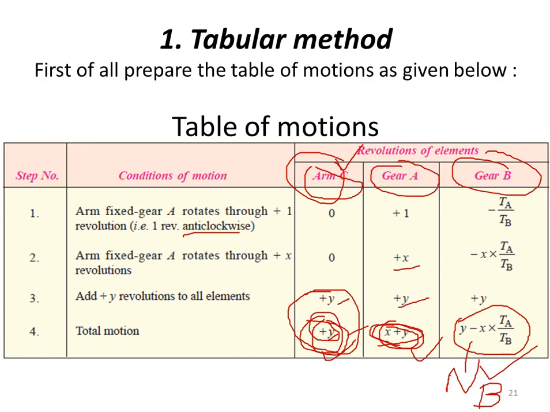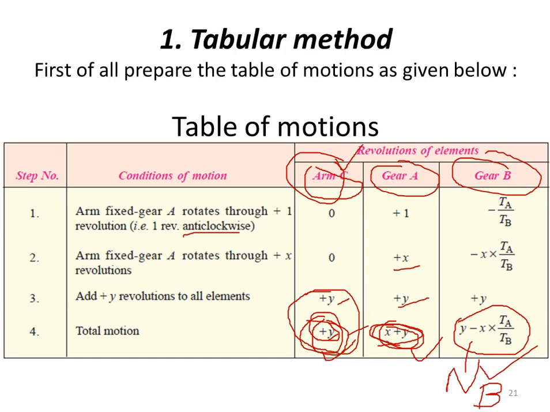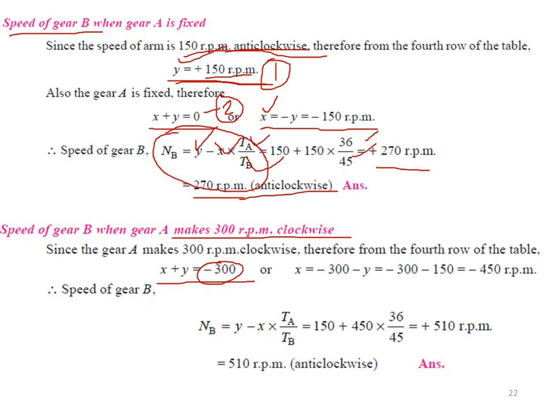So that is nothing but X plus Y. So when gear A makes 300 rpm clockwise, X plus Y is minus 300. Last time what we took: anti-clockwise as positive. So this is clockwise, so we have to take minus 300. So X plus Y for gear A, we take it as minus 300. So this condition is given.